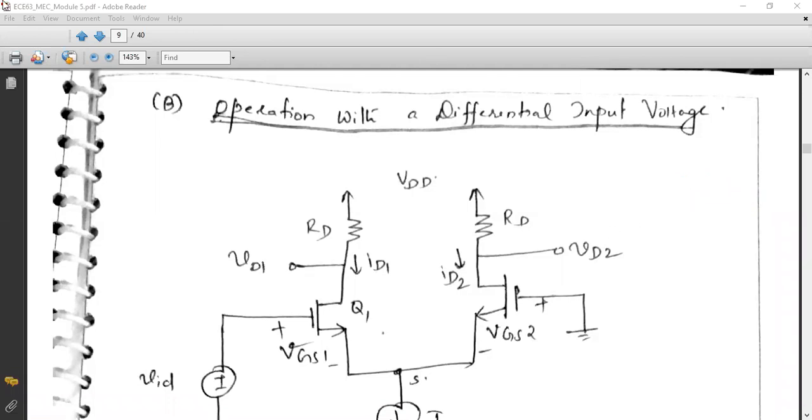And now, if you're taking a double-ended output, double-ended means I told you the positive terminal of the measurement device, maybe CRO or the multimeter, will be connected at D2. At the same time, this will be considered as a reference. Isn't it? The drain terminal will be considered as the reference.